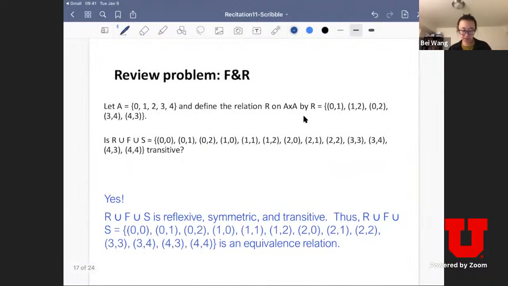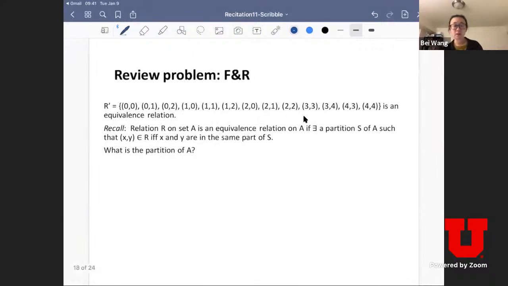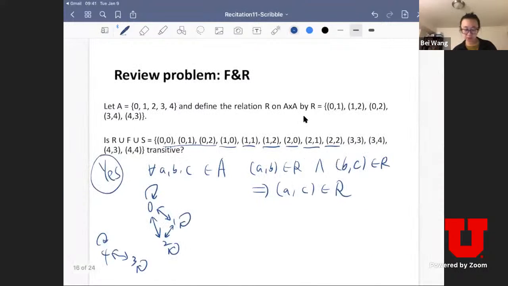Now, finally, the relation is reflexive, symmetric, and transitive. Therefore, it is an equivalence relation. Okay, and once you have an equivalence relation, it induces a partition. So now the question is, what is a partition of my set A? And the answer is actually going back to this picture here.